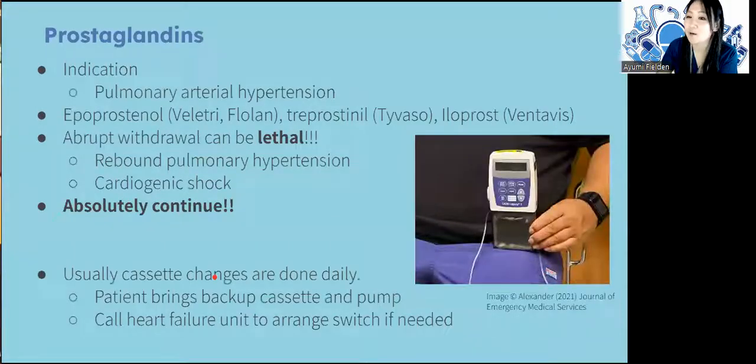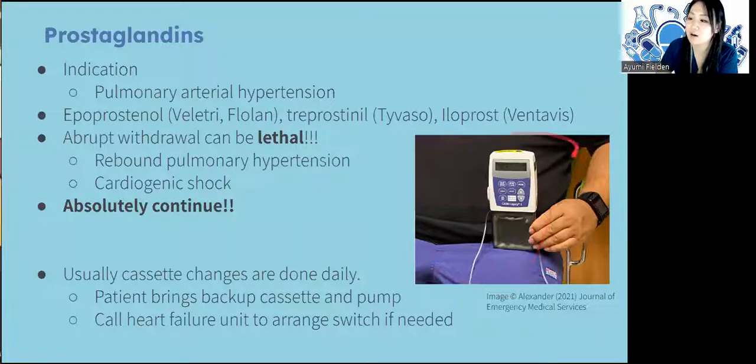Okay. What about prostaglandins like your epoprostenol? The abrupt withdrawal can be lethal. Rebound pulmonary hypertension can kill the patient. So absolutely continue this medication, and they need to bring a backup pump and an exchange cassette. Usually they change this cassette out every 24 hours. It could be like 2 in the afternoon or whatnot.